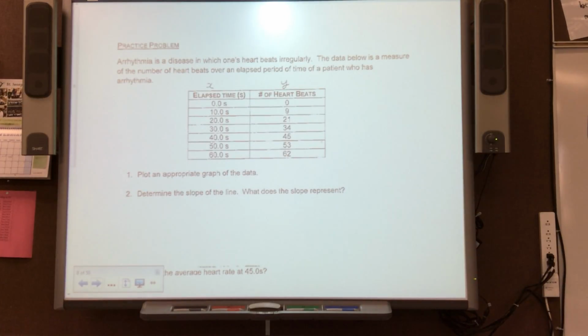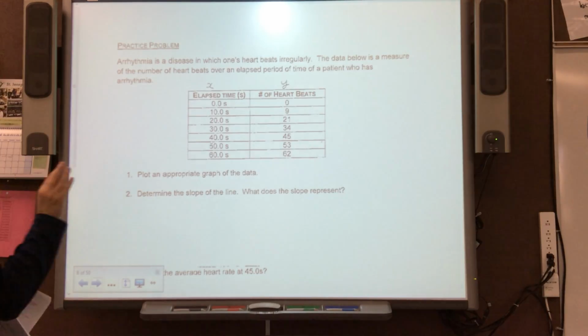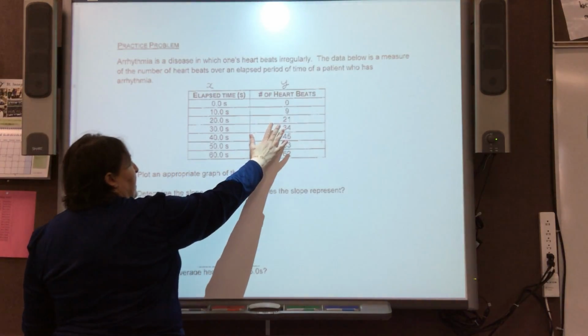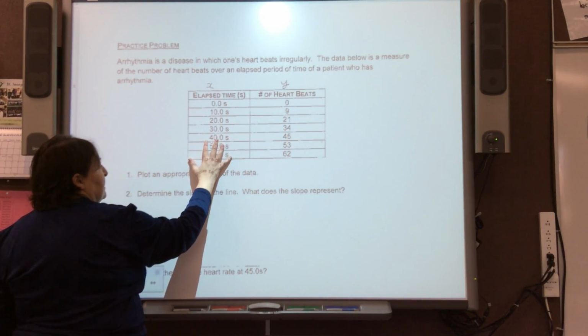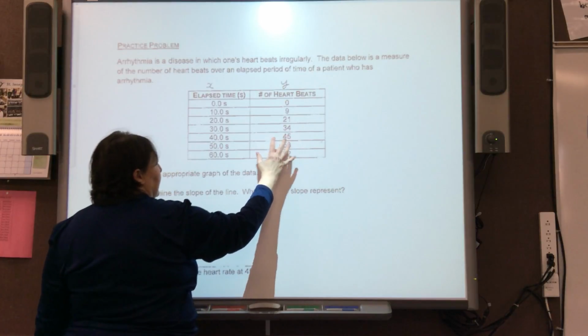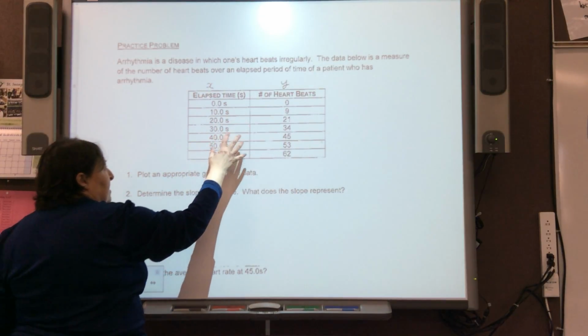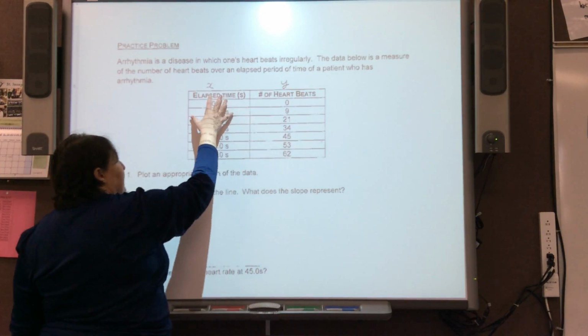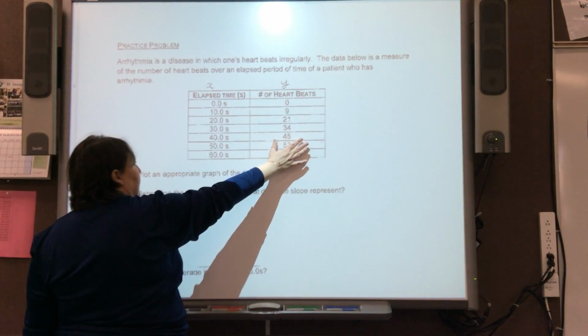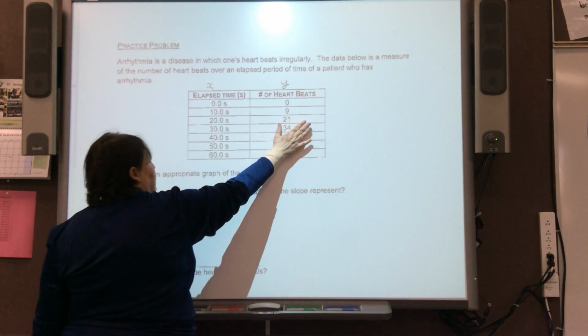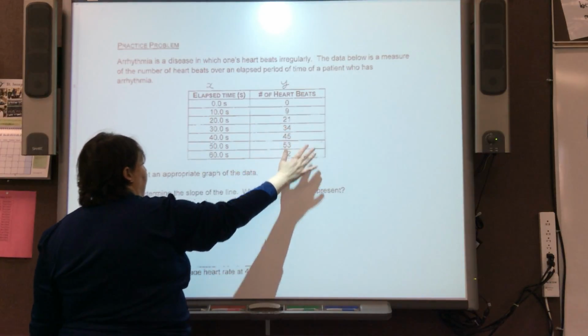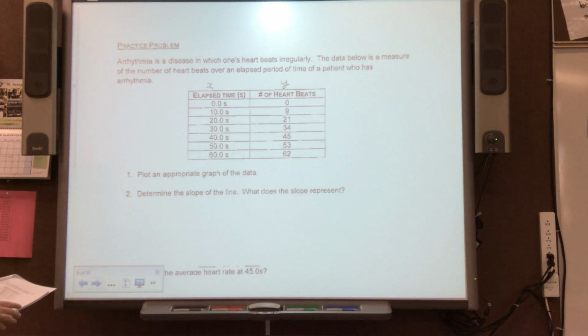So, arrhythmia, which we know to be an irregular heartbeat, data is measured and the number of heartbeats over an elapsed period of time of a patient who has arrhythmia. For the most part, this is the standard way of doing it. You put your x components here and your y component here. What's being manipulated? What's responding? Every 10 seconds, we're going to take a heartbeat reading. Manipulated, responding. X, y. Plot an appropriate graph of the data.